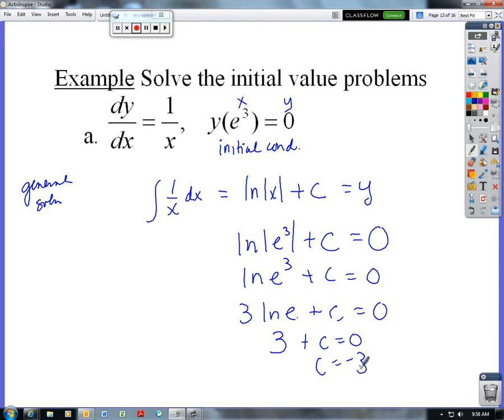Then you go back and put that in up here, and you get your particular solution. It's going to be y equals natural log of x minus 3. So you're coming back up here to your general solution, and you're plugging in your constant. And that is how you solve an initial value problem, or solving a differential equation, actually.